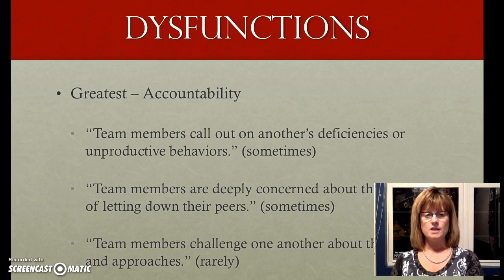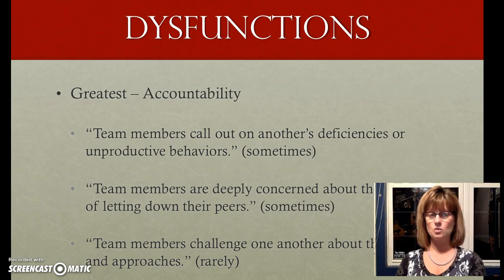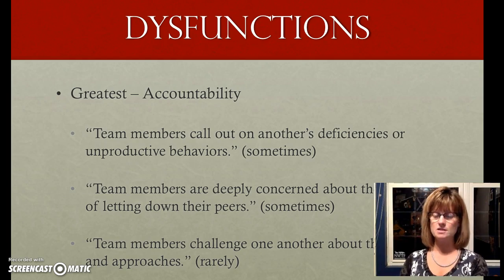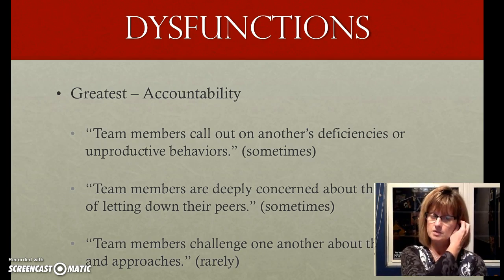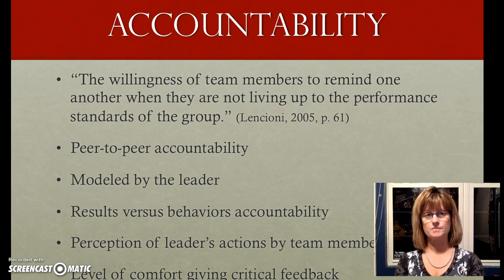Using the three characteristics of accountability revealed in that exercise showed that team members call out one another's deficiencies or unpredictable behaviors sometimes. Team members are deeply concerned about the prospect of letting down their peers sometimes, and team members challenge one another about their plans and approaches rarely. Those quotes are from Lencioni's book on page 117.